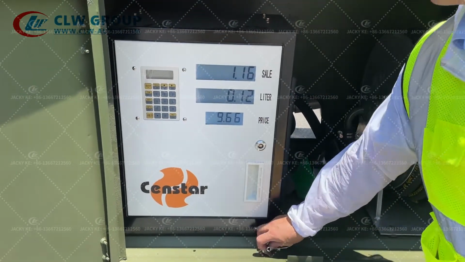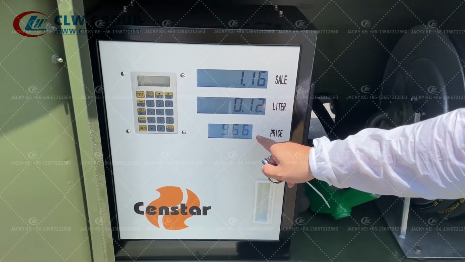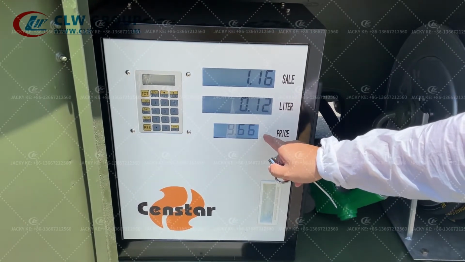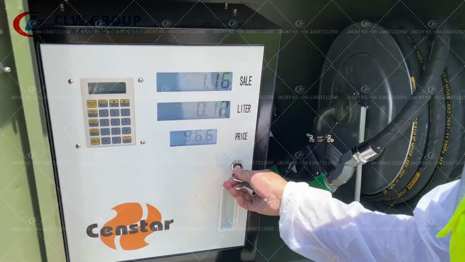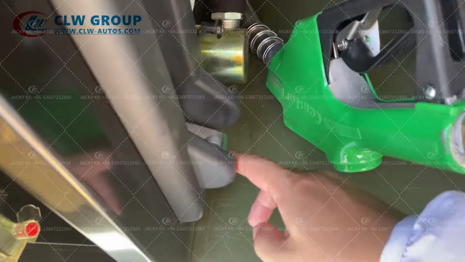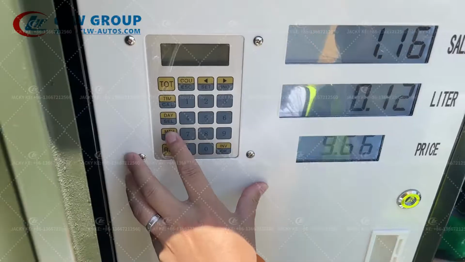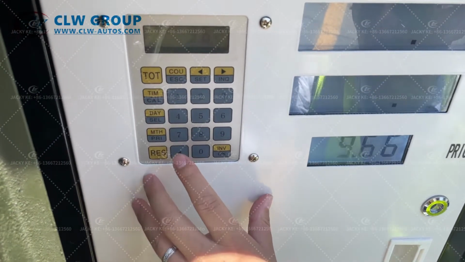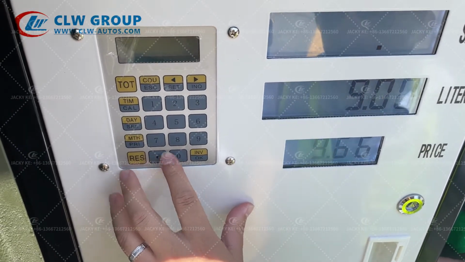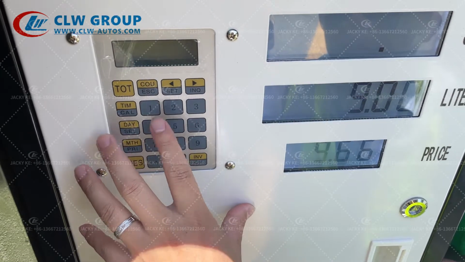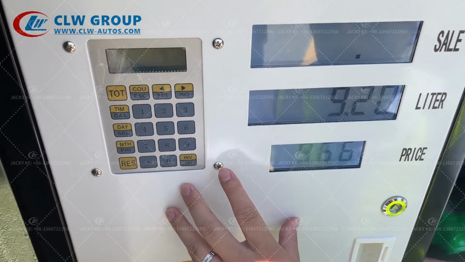And the second, to put the price of each liter of diesel or gasoline, we should turn on this. We should push this switch. So now the price of the diesel in China is 9.2 RMB per 1 liter of diesel.